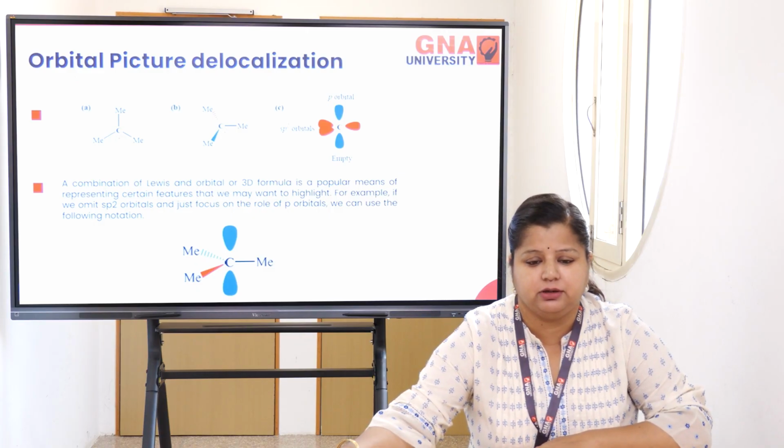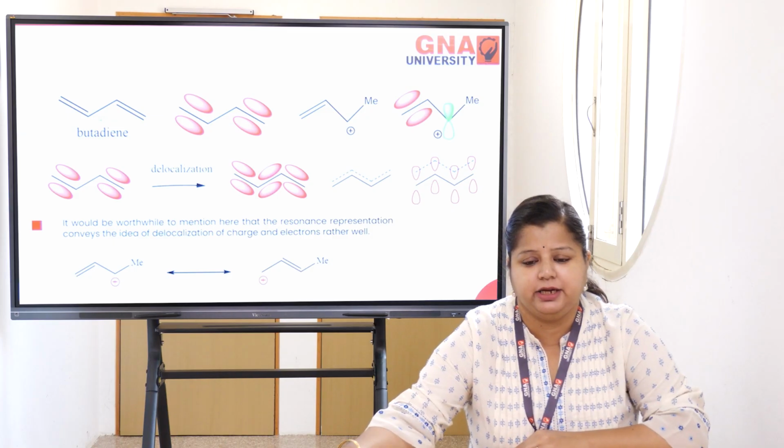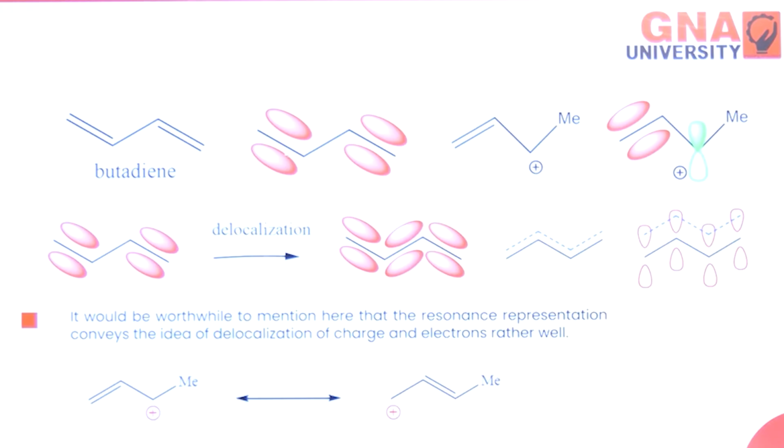Now we are going to discuss the orbital picture of delocalization. We can represent a carbocation in this way, that is, we have sp2 hybrid orbitals and one empty p orbital which has the positive charge. If we omit these hybrid orbitals, instead we can write these three bonds with the methyl groups, and we can draw the empty p orbital. So we can represent it in this way, and here we can show the delocalization of the pi electrons.